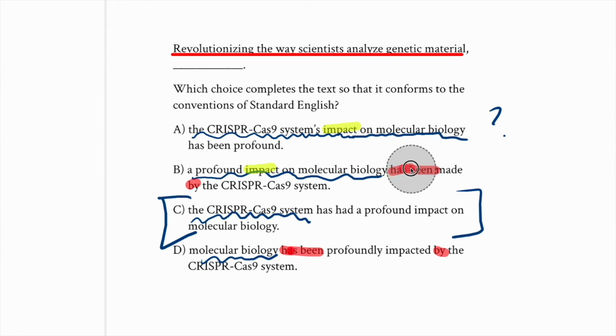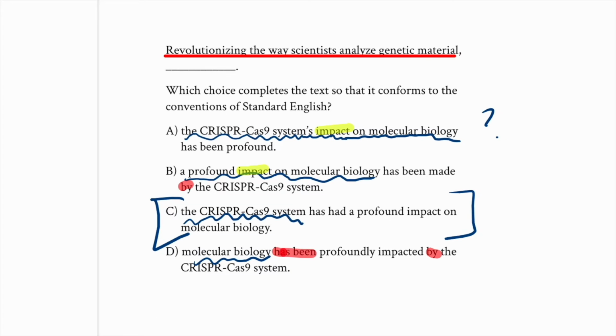So that highlighting color is not so great, but "has been made by." Passive voice, what is the passive voice? You get the passive voice when you have some form of the verb to be, so that's a form of it, the present perfect, and then "by." So "has been made by," "has been profoundly impacted by the CRISPR system."